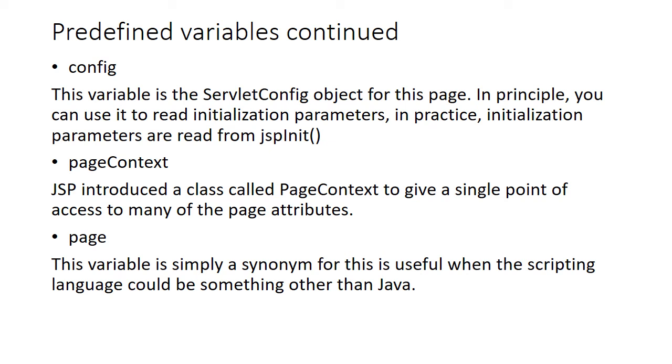The last predefined variable which we are going to discuss is page. This variable is useful if you are using a scripting language other than Java. You can use even COBOL, you can use C. There are many options available for the scripting language in JSP. If you are using those, then this variable is useful. That's why it is not useful when we are using Java in JSP. But let us discuss how it is useful.